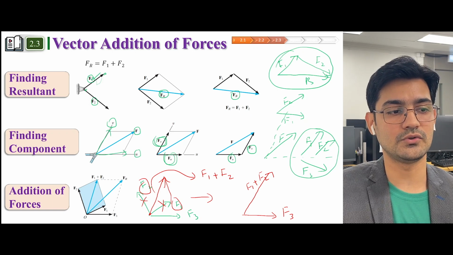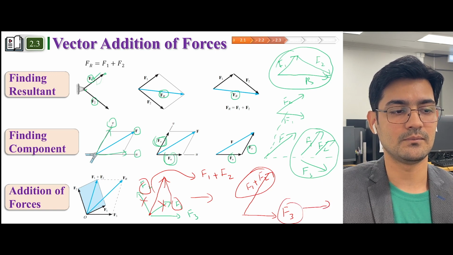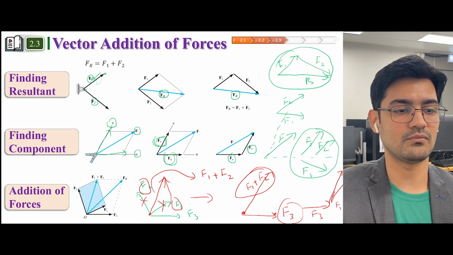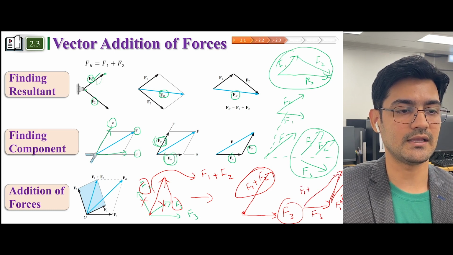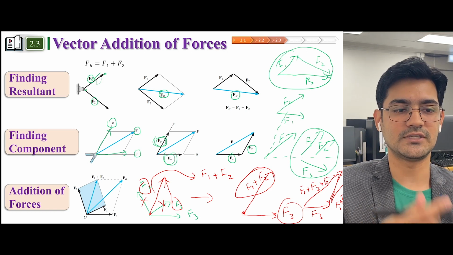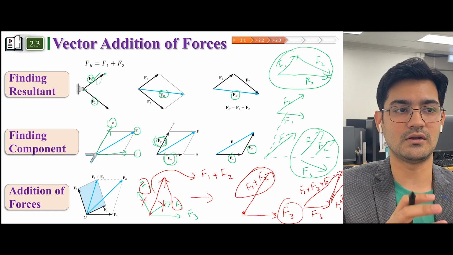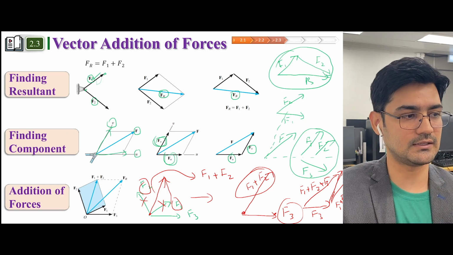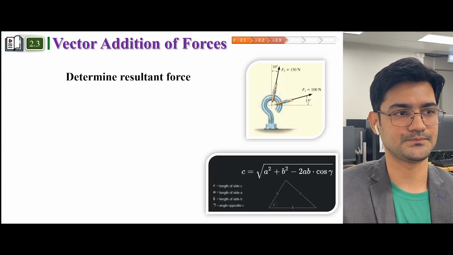Now if I want to add this force with this, all I have to do is put the tail of this vector onto the head of this vector. So it would be something like this: this is F3 and this is F1 plus F2. So this is the resultant, which we can say is F1 plus F2 plus F3. So even if you have 3 forces, 4 forces, 5 forces, you can add them by using the triangular law, by simply adding one force with the other and then one force with the other, and you can follow these steps.